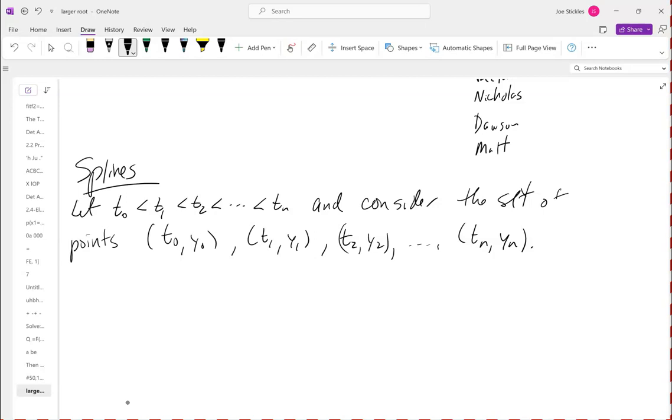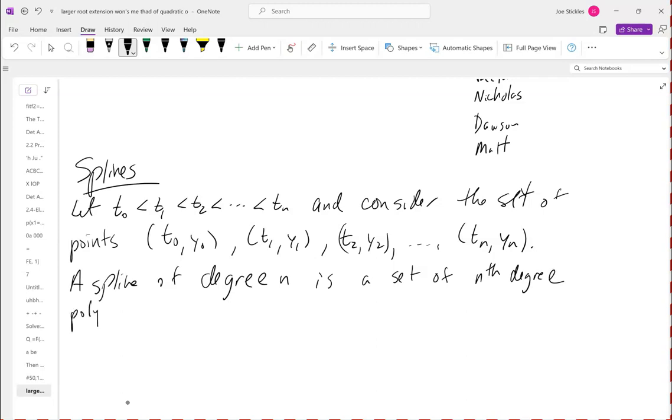All right, so a spline of degree n is a set of nth degree polynomials, and the way we'll write them down is I'll call them q naught of x, q1 of x, up to q sub n minus 1 of x. I stop at n minus 1 because my q naught I'm going to use from 0 to 1. My q1, I'm going to use from 1 to 2.